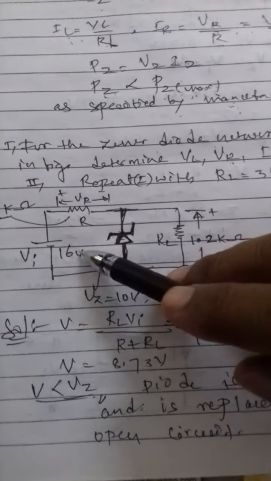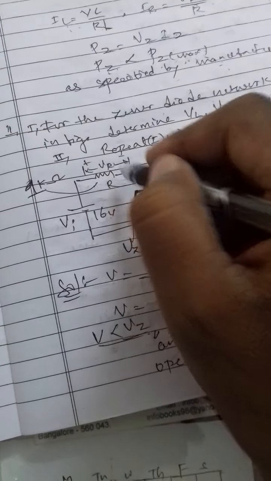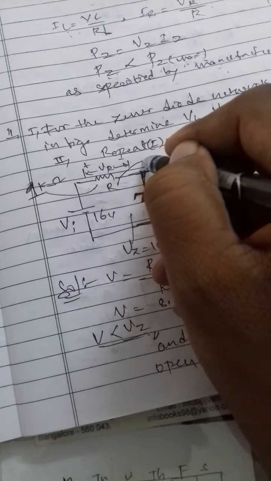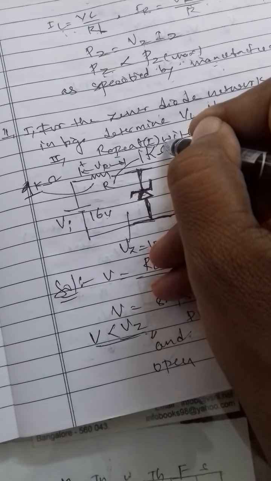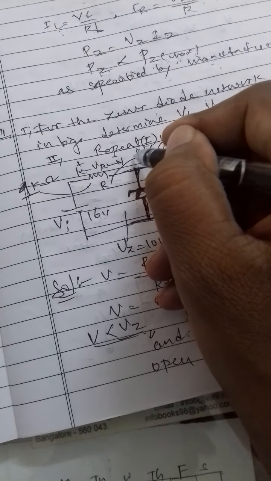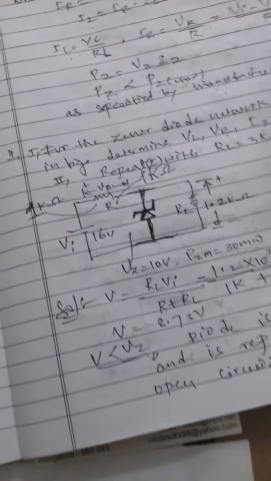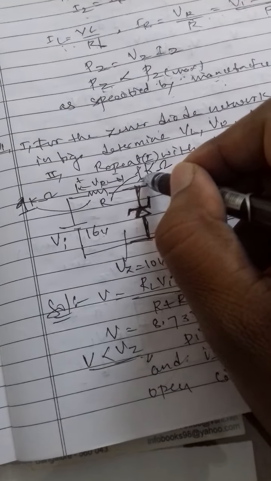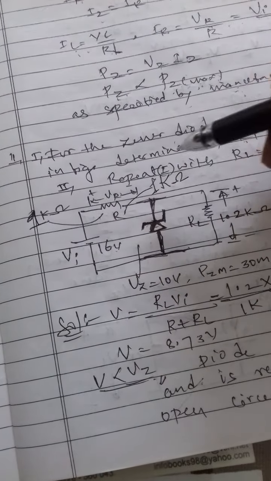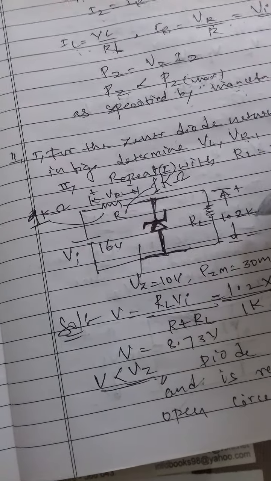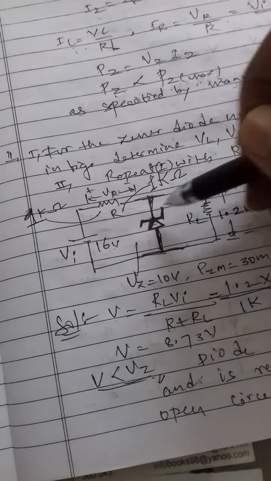Here we have an input voltage of 16 volts and a resistance R equal to 1 kilo ohm. Resistance R is 1 kilo ohm. Now the load resistance RL is equal to 1.2 kilo ohms.